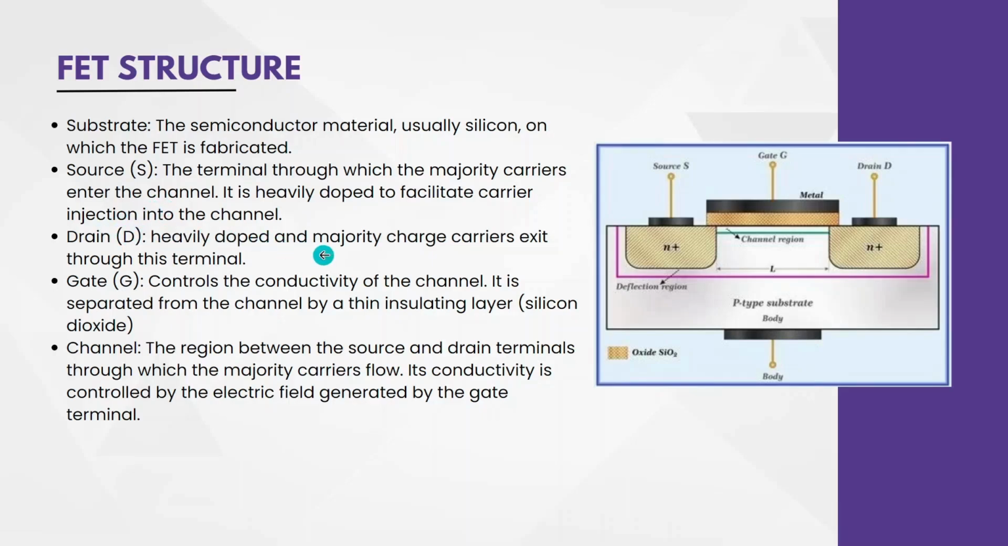Drain is also heavily doped, and this is where the majority charge carriers will exit from this terminal, whereas gate is that terminal that controls the conductivity of the channel. So if you can see in this image, we have the source, gate, drain, and this is the channel region. So a channel is the region between the source and the drain through which the majority charge carriers flow.